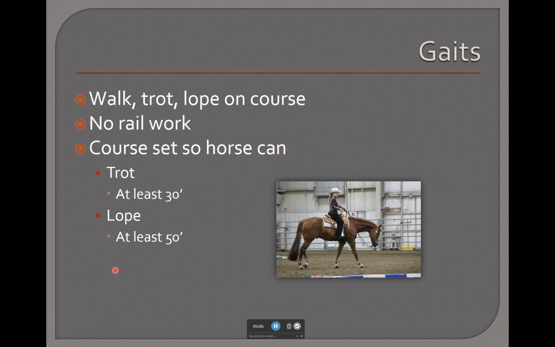So also years ago we used to put horses on the rail, and that's not been around for a very long time. So just remember they do need to walk, trot, or jog and lope on the course somewhere, and we never do rail work anymore. The course needs to be set so the horses can at least jog or trot 30 feet and at least lope 50 feet. Those distances can be longer, but that's what it needs to be so those horses can really get into that gait and show themselves.